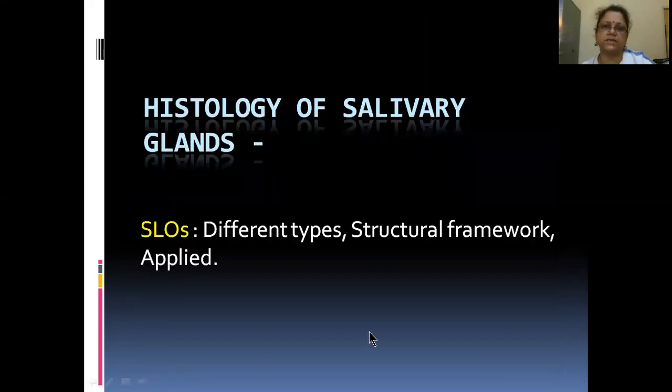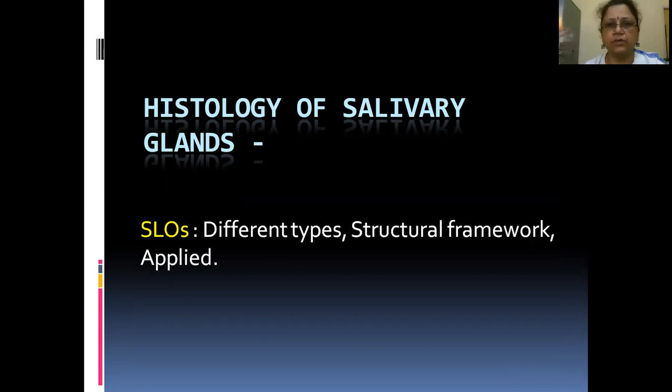So today I'll be discussing histology of salivary glands. In the general histology, I had taught you the glands proper. So that time I told you different types of glands, how to classify the glands, and I had given you some examples as well. Particularly because we are discussing head and neck, I'll be dealing with the histology of head and neck sections. So here comes the salivary glands histology.